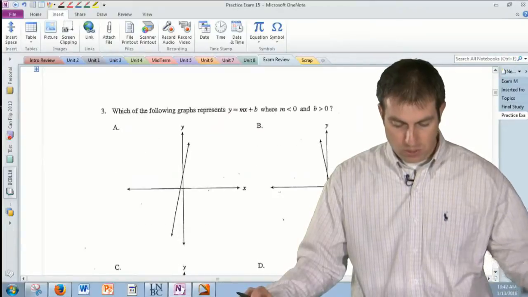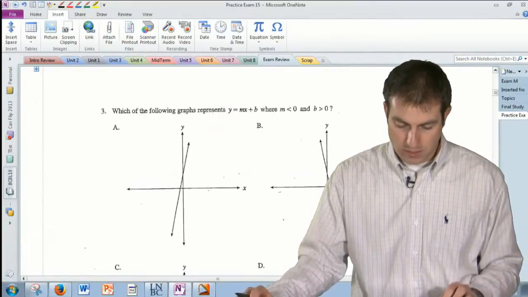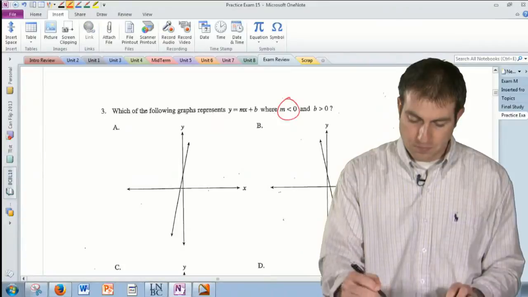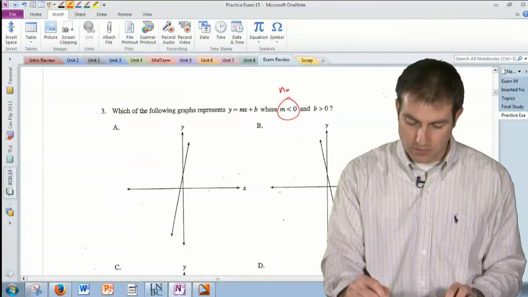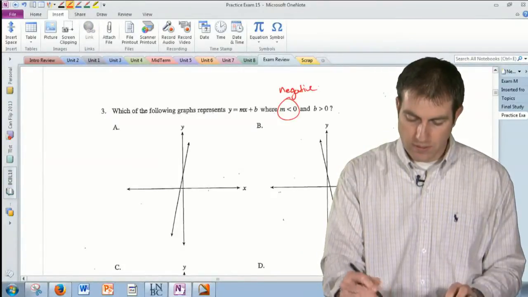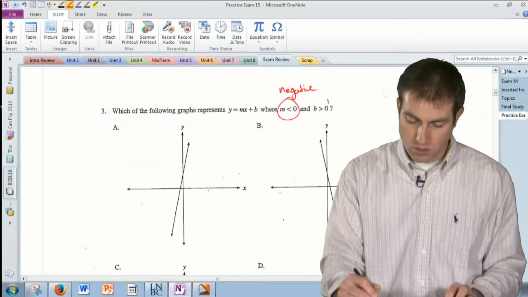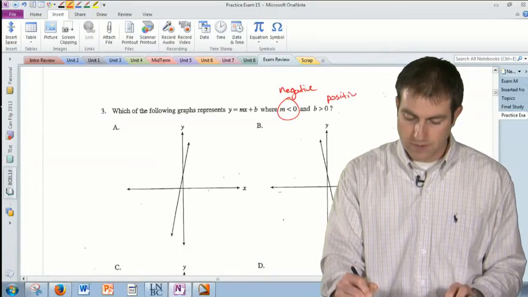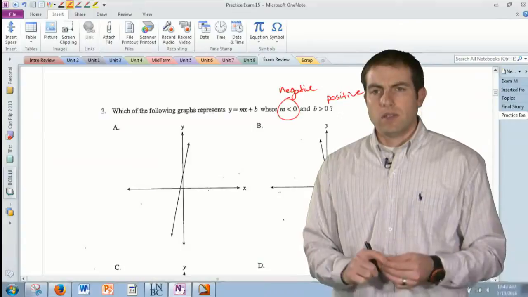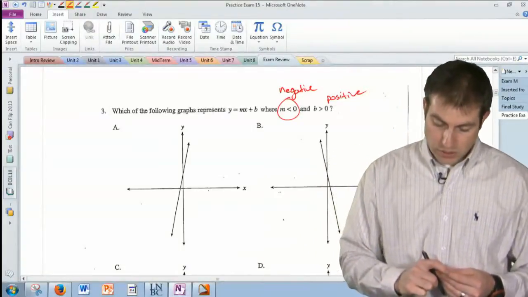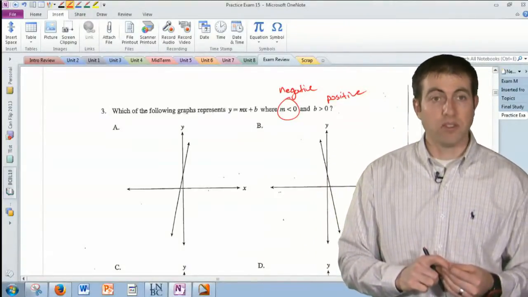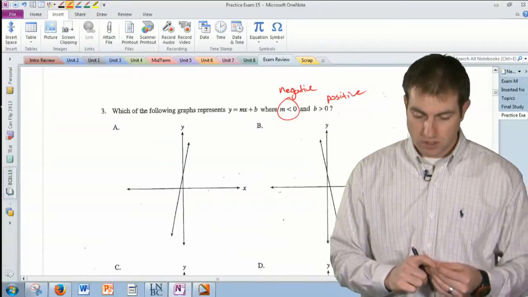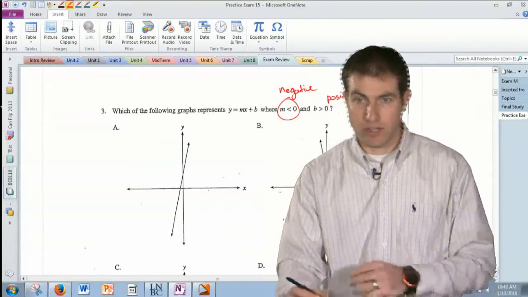So, number three, which of the following graphs represents y is mx plus b, where m is less than 0 or negative, and b is greater than 0 or positive. So we look at the questions, you know, we have a positive b, so a positive y-intercept.